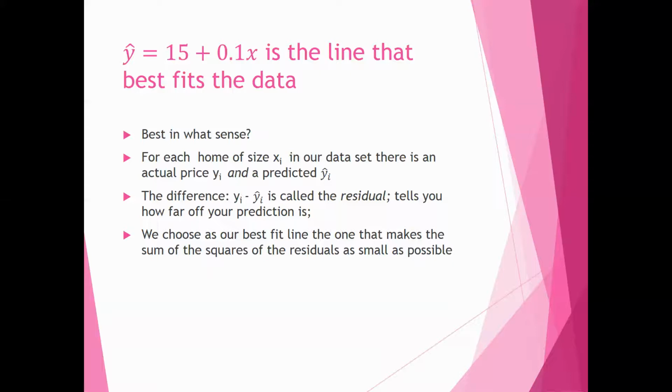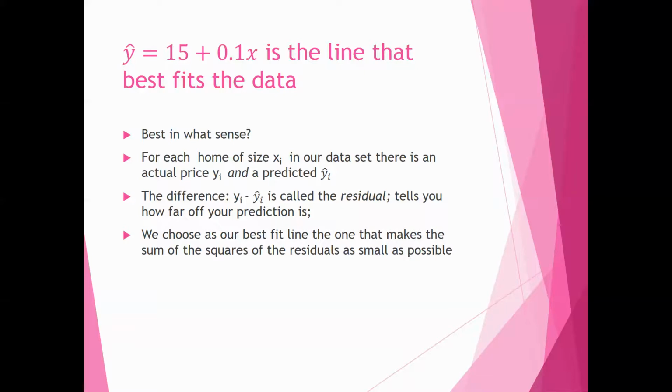the data. But best meaning what? Well, for each home of some size, there's an actual price and a predicted price. And that difference, if we look at our actual data set and see how well the line predicted it, the difference between what the line predicted and the actual price is called the residual. It tells you how far off your prediction is. And we choose as our best fit line the one that makes the sum of the squares of the residuals as small as possible.